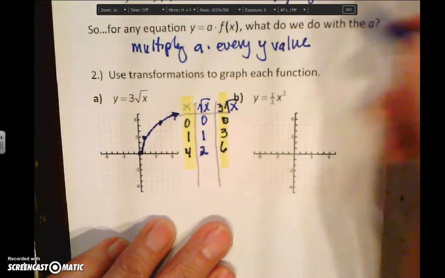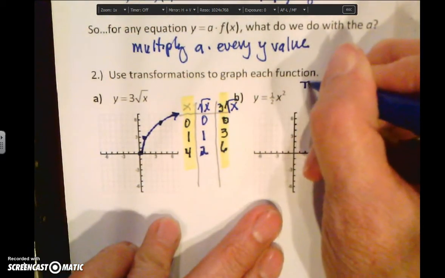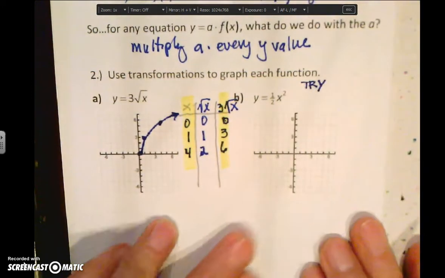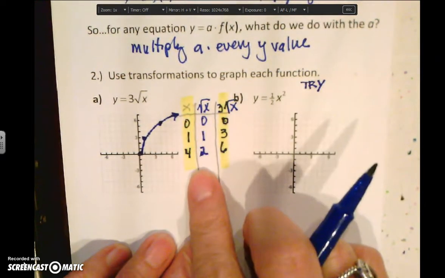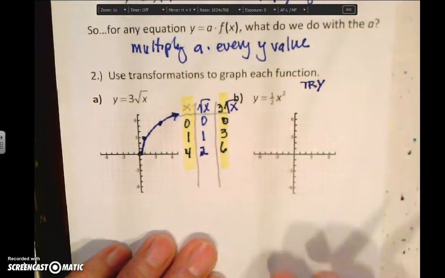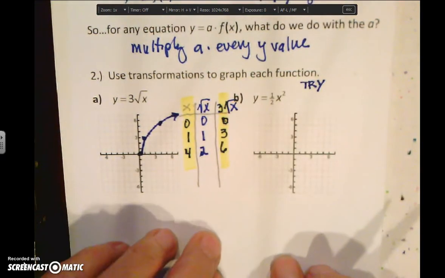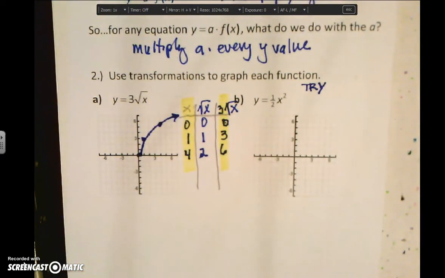All right, so why don't you try this one? So yes, I know we've only done one, but set up a chart just like I did, and halve the y values, and see what your graph is going to look like. So stop the video and give that a try.